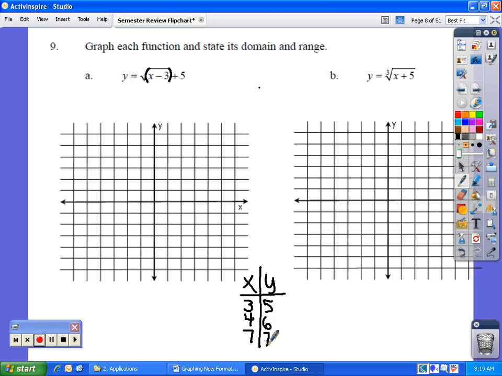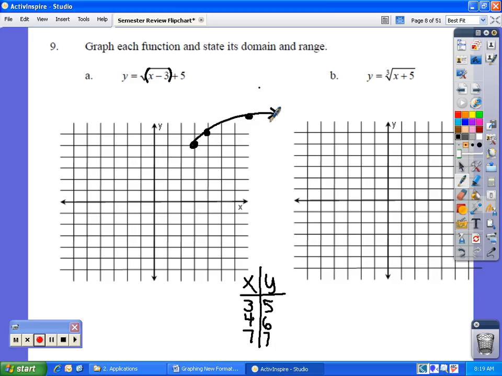Now these graphs are not given to you in your review packet, so you might want to graph this on a separate sheet of paper so you have room. Okay, so I'm going to go to 3, 5, 4, 6, and 7, 7. So you notice that it's basically a half of a parabola on its side.